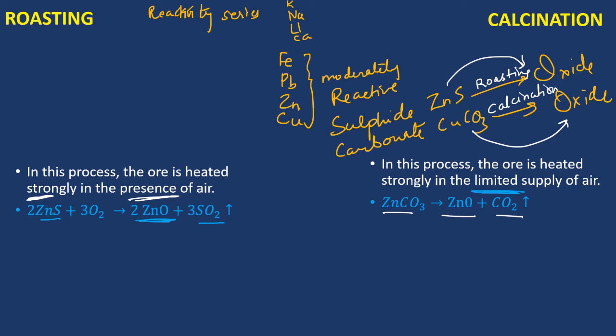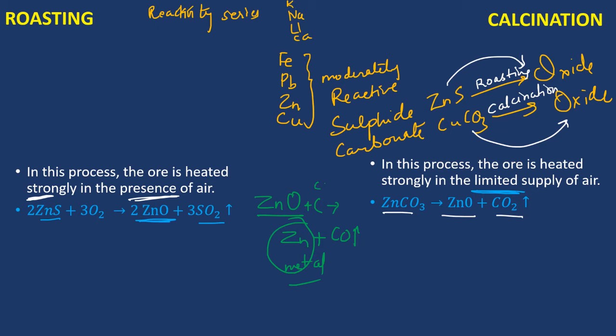In both these reactions, you can see that we get zinc oxide. The zinc oxide obtained this way, either by roasting or by calcination, is further reduced to zinc by using a suitable reductant such as carbon. Our basic intention is to get the metal element, so we will be reducing it with the help of carbon.